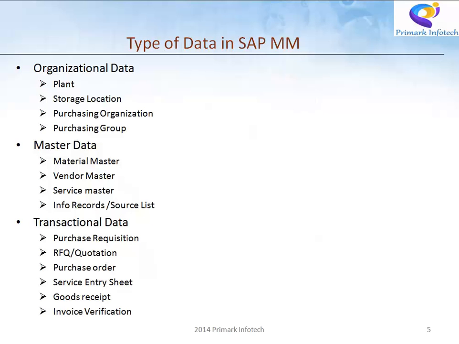Now, in order to do any kind of transaction in SAP, we have a set of important prerequisites. They go hand in hand, but they are needed. So what are they? One is the organization data, the other is master data, and then the other is the transaction data. What is the organization data?